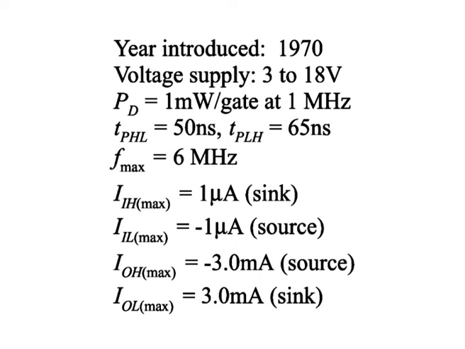It was introduced in year 1970 with a voltage supply of 3 to 18 volts with a PD equal to 1 milliwatt per gate at 1 megahertz, TPHL equal to 50 nanoseconds, TPLH equal to 65 nanoseconds, F maximum equal to 6 megahertz, IIH maximum equal to 1 microampere at sink, IIL maximum equal to minus 1 microampere at source, IOH maximum equal to minus 3.0 milliamperes and IOL maximum equal to 3 milliamperes at sink.